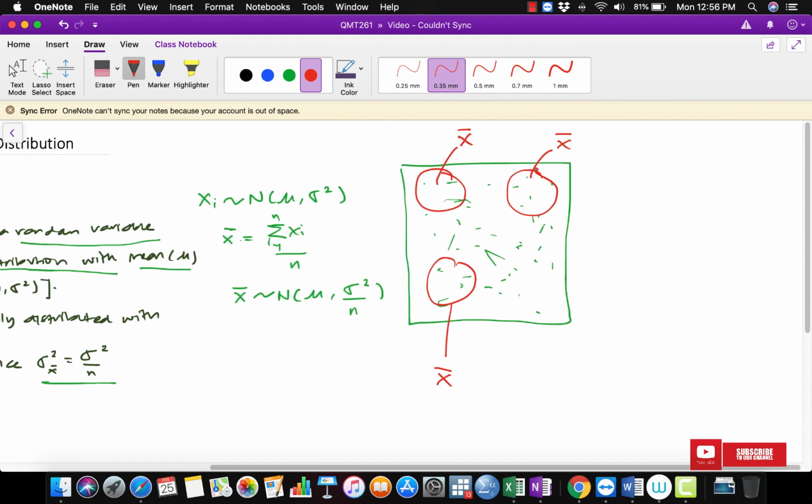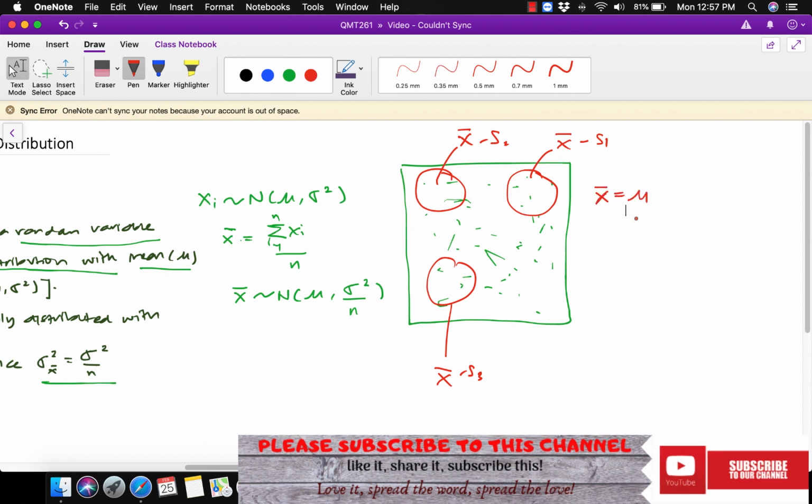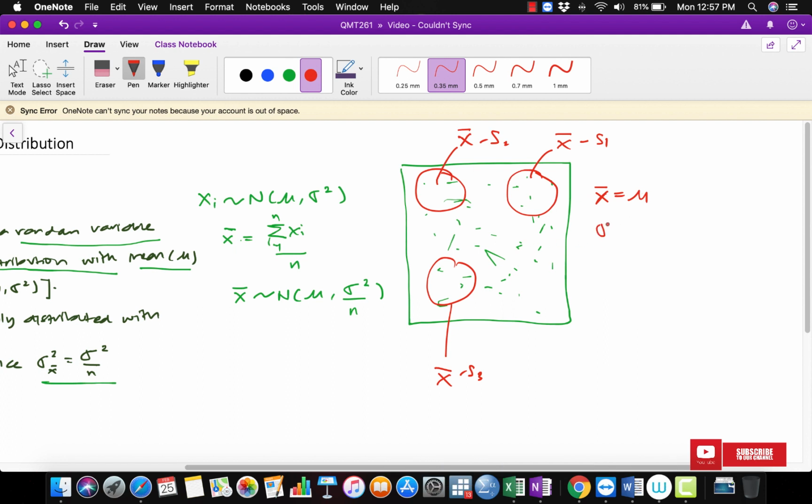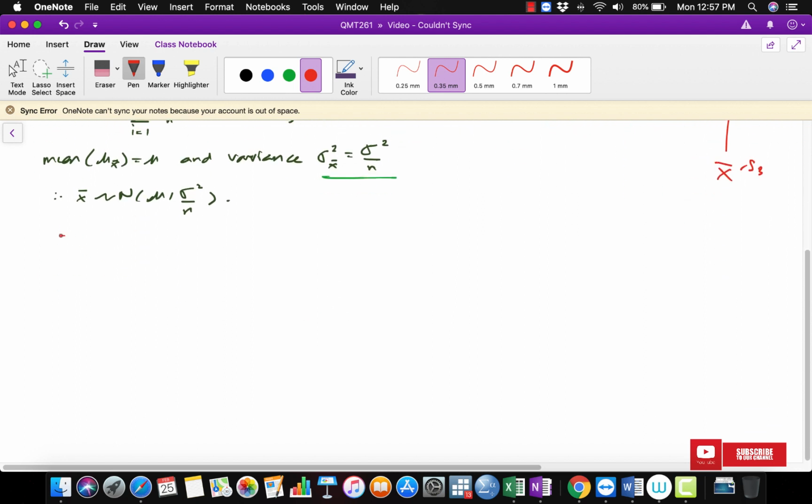This is sample number 1, sample number 2, sample number 3. Sometimes the mean for sample number 1 is not really reflecting the whole population. If you take 3 samples and then you average them, you're going to get mu, the same as the population, and the variance should be sigma squared over n. How to prove this formula is pretty easy actually.